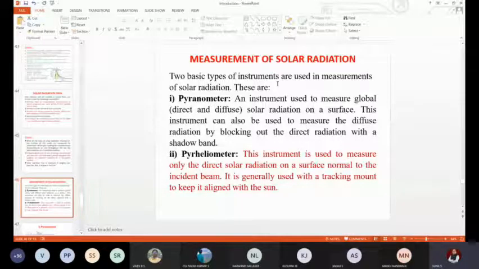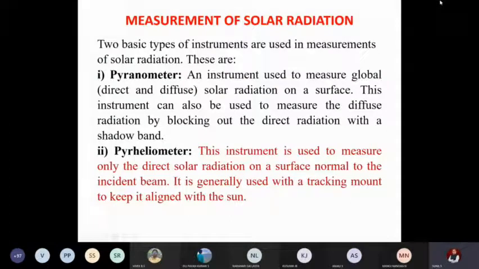Instruments that are used in measurement. One is pyranometer and the second one is pyrheliometer. Okay, so pyranometer is an instrument used to measure the global radiation. Global means it will be the sum of direct and diffuse. Global or total both mean the same. So it is the sum of direct radiation and diffuse radiation.